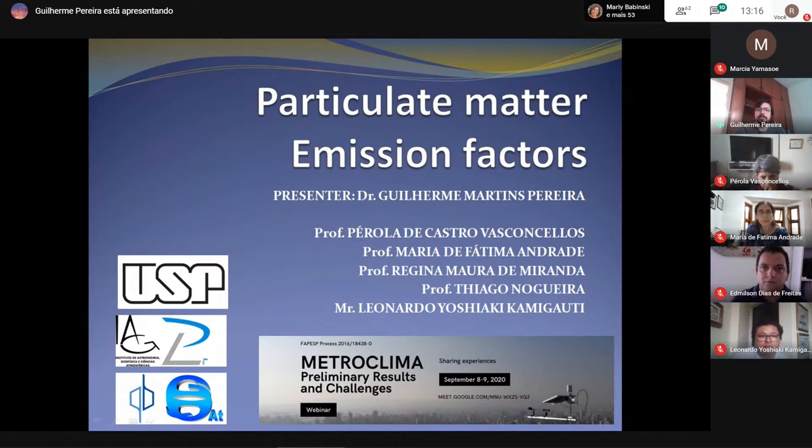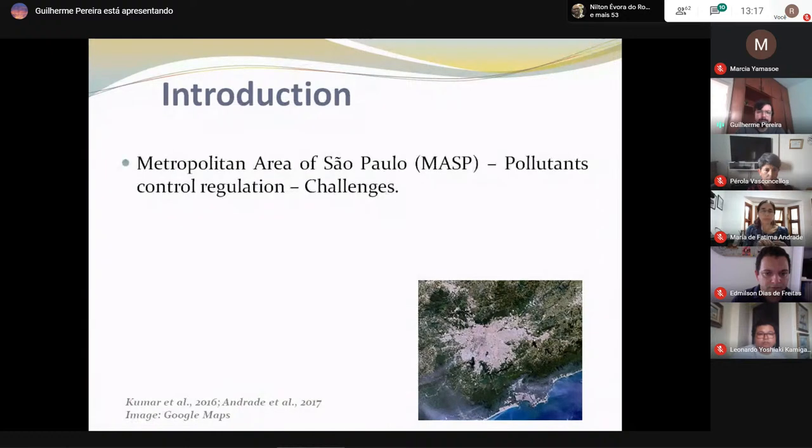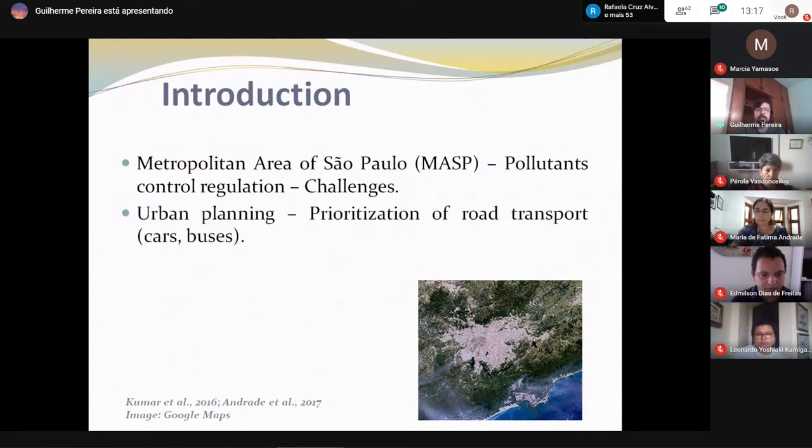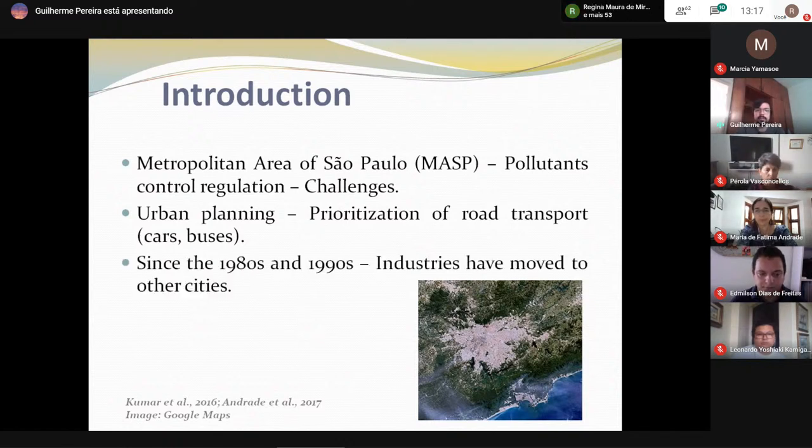Good afternoon. This is my presentation about the emission factors of particulate matter in different studies we are performing in both the METROCLIMA and also the SOPRO project, which is another associated project. Well, introduction here. The metropolitan area of São Paulo has some challenges concerning pollutant control regulation. Historically, urban planning has always prioritized road transport, cars and buses, and vehicle emissions have become the main source in the last years. Since the 1980s and 1990s, industries have moved to other cities, and there was a fleet increase in the late 2000s.